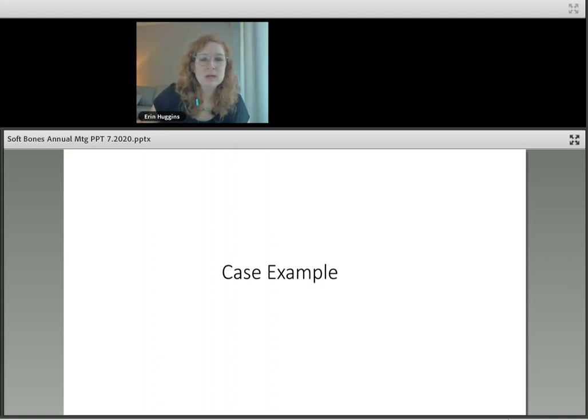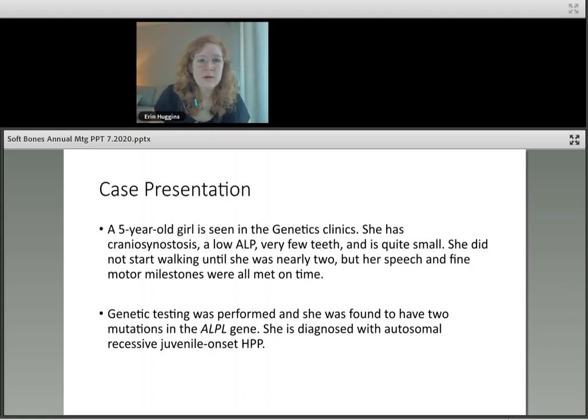All right, so the last thing I want to refer to is a case example of a time in which we can see dominant and recessive mutations in the same family. This is a 5-year-old girl who is seen in the genetics clinic. She's got craniosynostosis, or that abnormal fusion of the skull, a low ALP, she's missing a lot of teeth, and she's very small. She didn't start walking until she was 2, so she's got some delayed motor milestones, but her speech and fine motor milestones were all met on time. She was going into kindergarten and was functioning, intelligence was normal. She was just very small and had some difficulty walking.